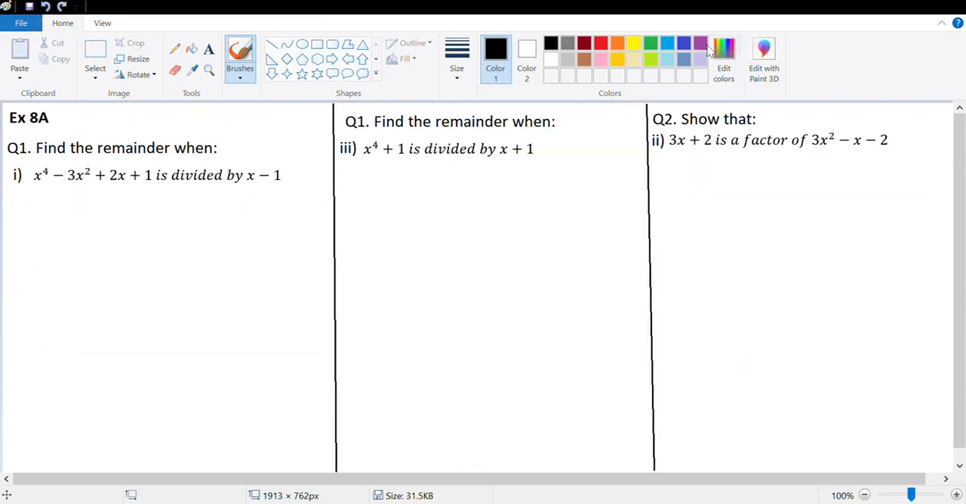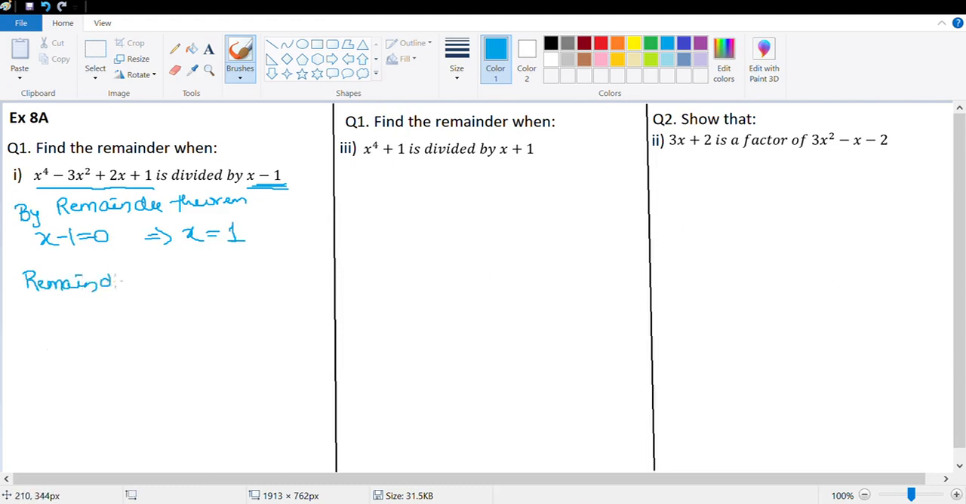Okay, the first question says, find the remainder when x to the power 4 minus 3x square plus 2x plus 1 is divided by x minus 1. Again, I don't need to actually go ahead and divide it. I can figure out the remainder directly by using the remainder theorem. So how do we solve it? So by remainder theorem, we have x minus 1, which means let's equate it to 0, which means I get the value of x is equal to 1. So remainder will be equal to f of 1.